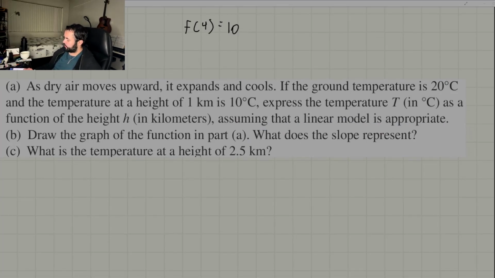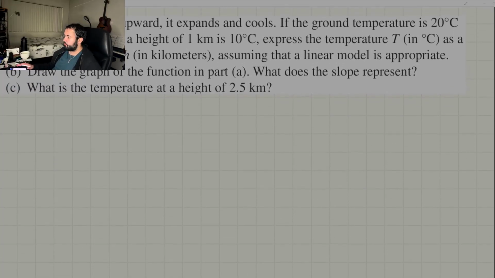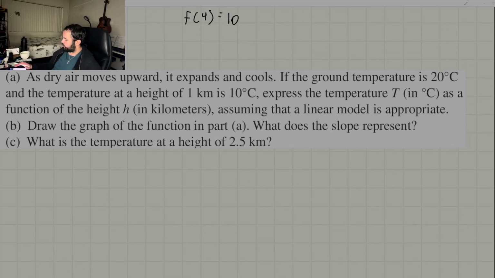Part A says, as dry air moves upwards, it expands and cools. If the ground temperature is 20 degrees Celsius and the temperature at a height of 1 kilometer is 10 degrees Celsius, express the temperature T in Celsius as a function of the height h in kilometers, assuming that a linear model is appropriate. Now, for this problem, we are making an assumption. Our assumption is that our model is going to be linear.